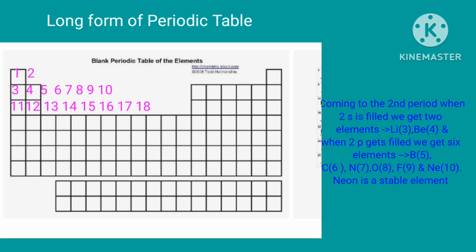Coming to the second period, when 2s is filled, we get lithium 3, beryllium 4, and when 2p gets filled, we get boron 5, carbon 6, nitrogen 7, oxygen 8, fluorine 9, and neon 10. Neon is a stable element.